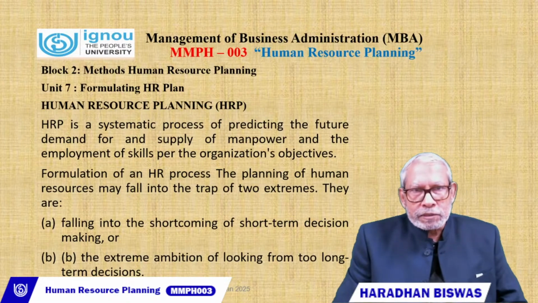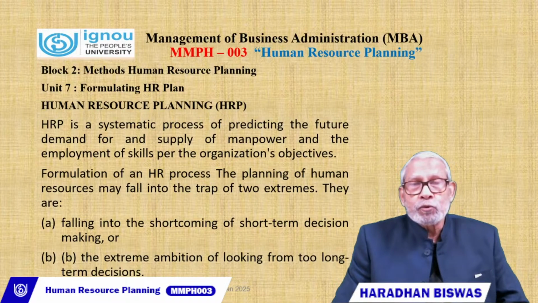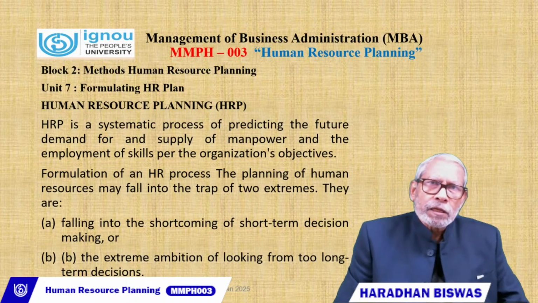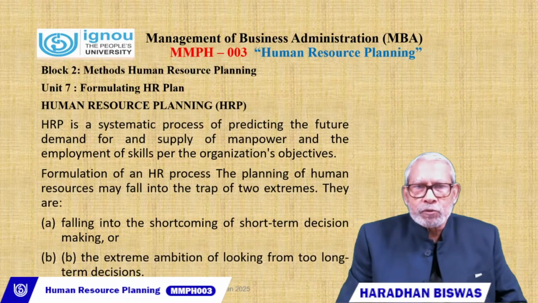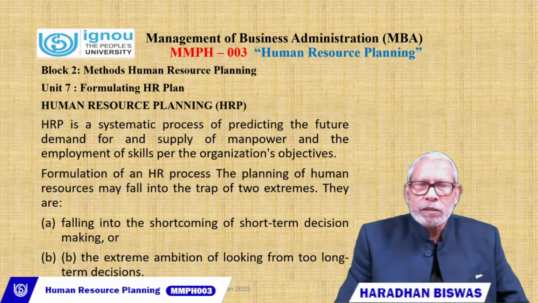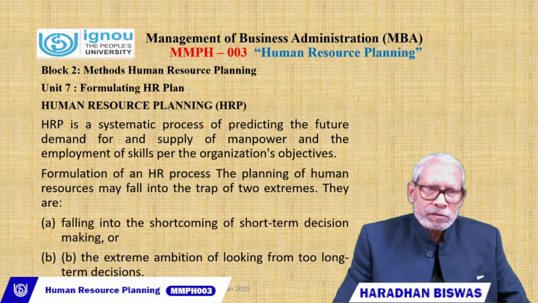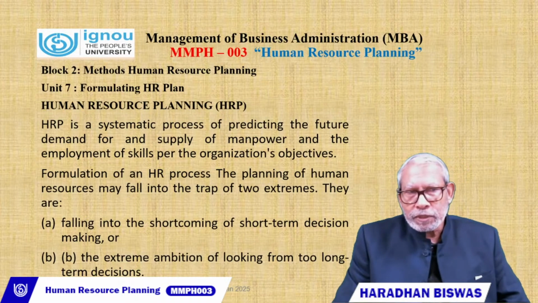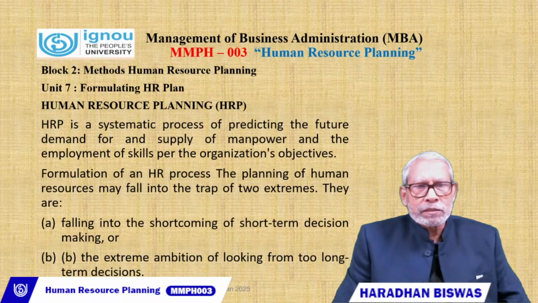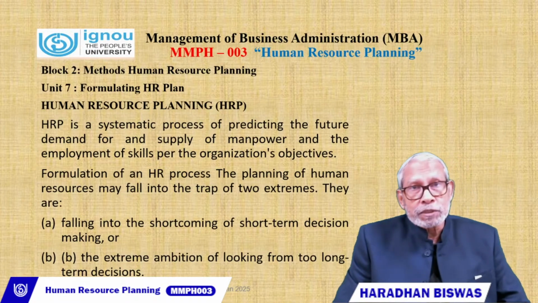Formulation of the HR process. Now you have to formulate different processes. The planning of human resources may fall into the trap of two extremes. You have to consider it in two ways, I mean the viewpoint should be twofold. One is falling into short-term decision making: what gaps are there for short-term purposes, which you have to plan on a short-term basis and take a decision for. And another is the extreme ambition of looking from a long-term perspective, that type of decision.